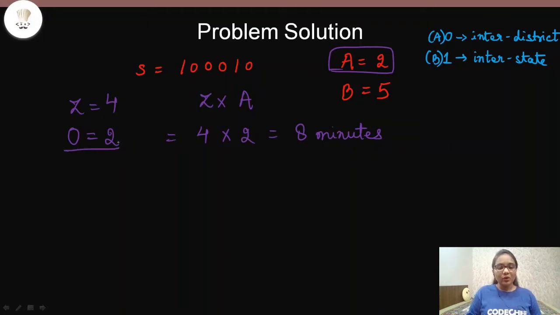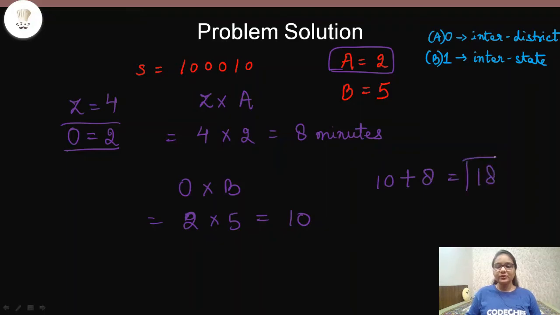Now O is 2 in number, that is, the interstate e-pass applications are 2 in number, and each application will take 5 minutes. So O into B is 2 into 5, which equals 10. Now if we do 10 plus 8, it will give us 18, which is going to be our answer. So that is how we are going to solve this problem. It's a very simple one.